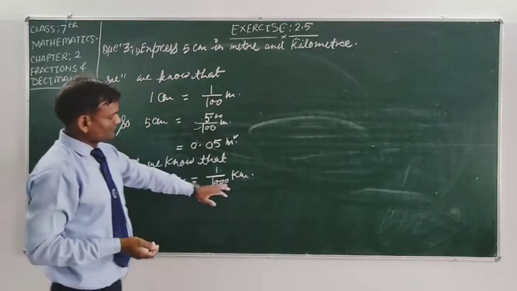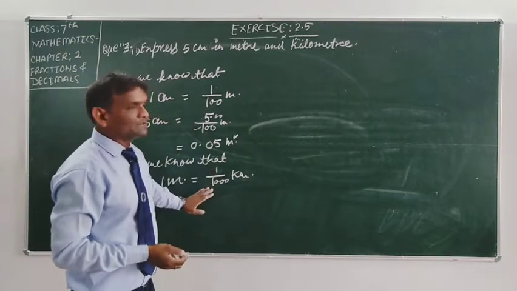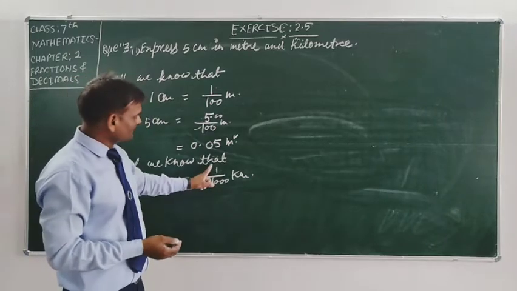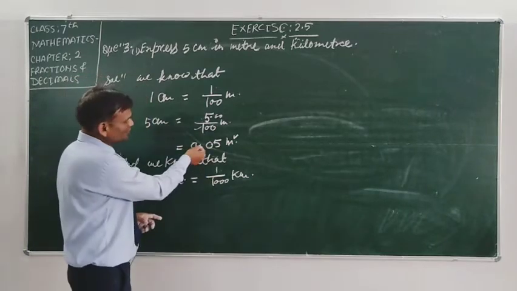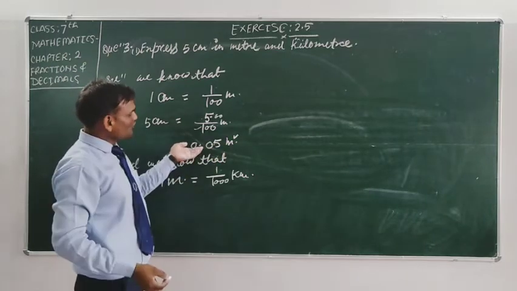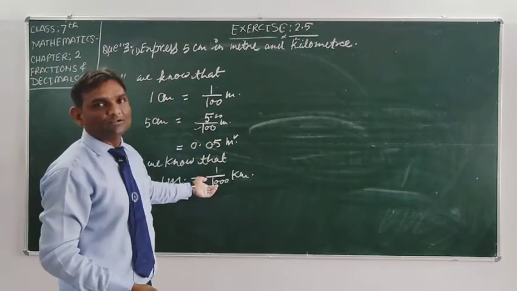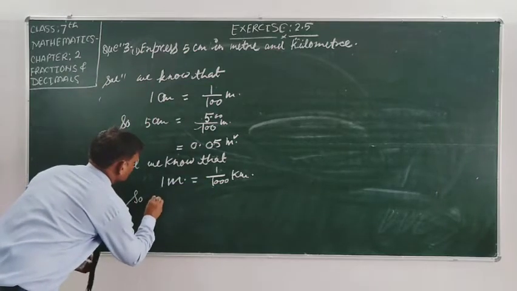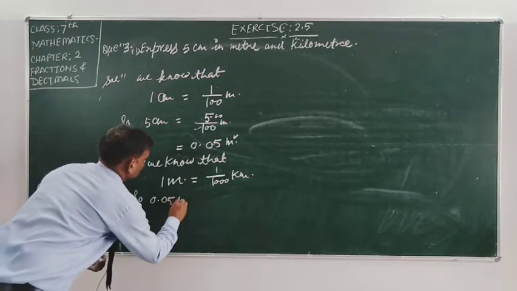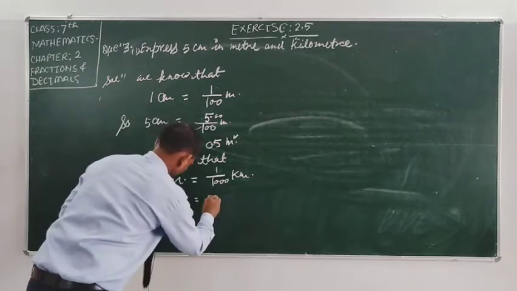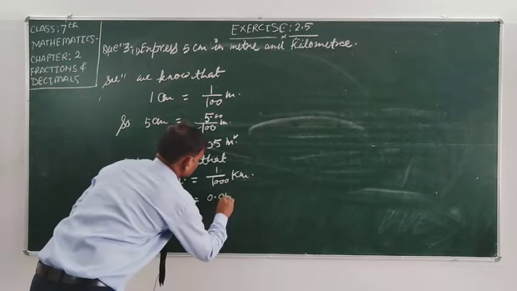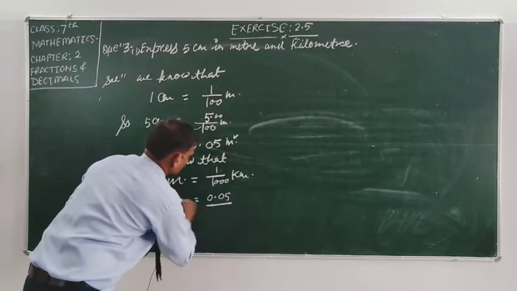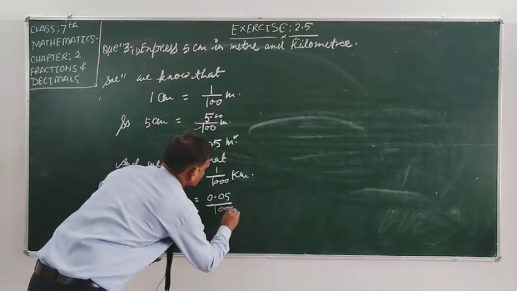You know, 1 meter is equal to 1 upon 1000 kilometer. Then 2 meter is equal to 2 upon 1000. 3 meter, 3 upon 1000. And 0.05 meter is equal to 0.05 upon 1000. It's very easy. So 0.05 meter is equal to 0.05 into 1 upon 1000, or we are writing directly 1 upon 1000 student.